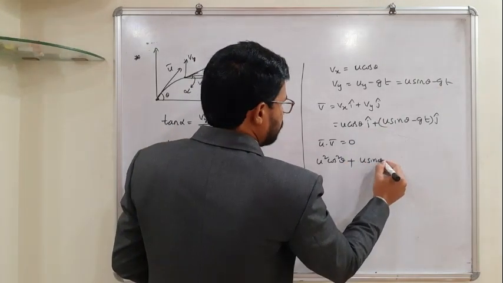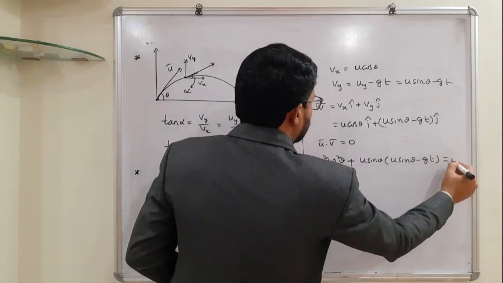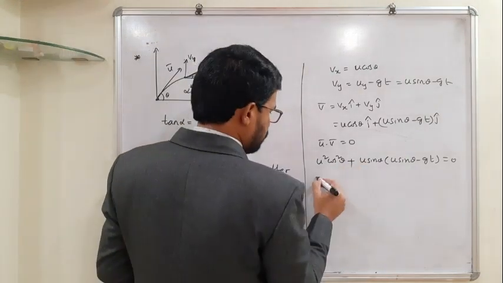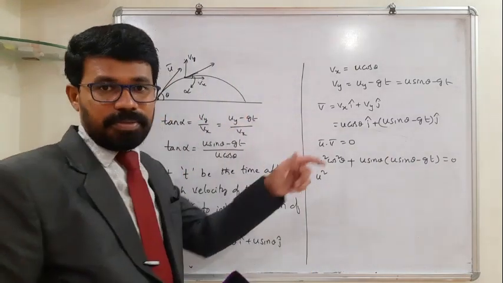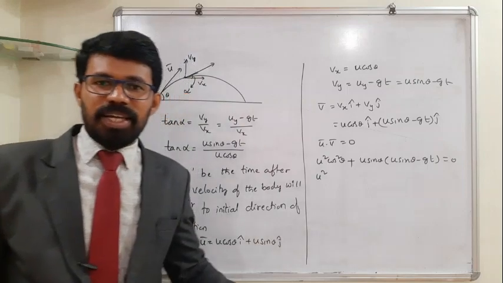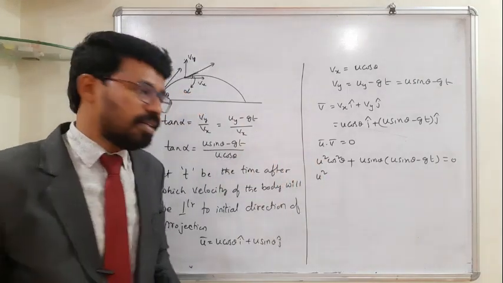U sin theta into (u sin theta minus gt) equal to what? 0. That's how the equation can be written. So let us simplify this and write an expression for t. Okay, t equal to something we'll get. And what is that t? Time after which the angle between the velocity vector and the initial direction of projection will be 90 degrees.